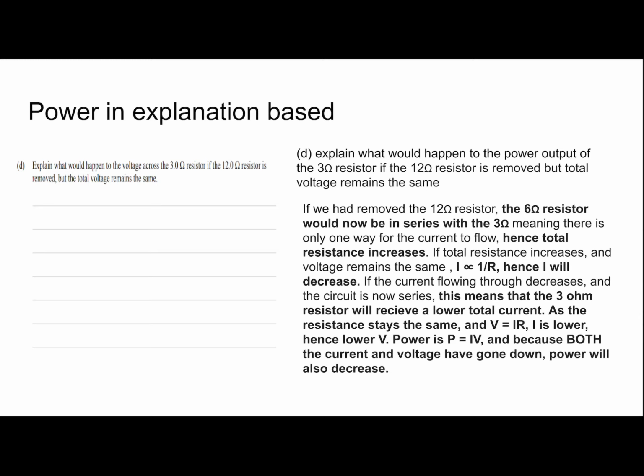So basically by removing that 12 ohm resistor, first of all, resistance has increased. A resistance increase will cause, assuming the total voltage remains the same, the current to decrease. And if there's a current decrease, that means the current flowing through a component is less, and the resistance remains the same. Therefore, the voltage through that component will also decrease, and therefore we're coming back to our P equals IV. Both variables have gone down, so therefore P must also go down.